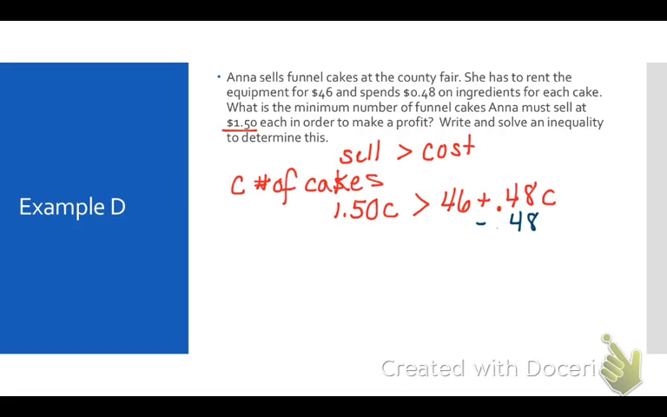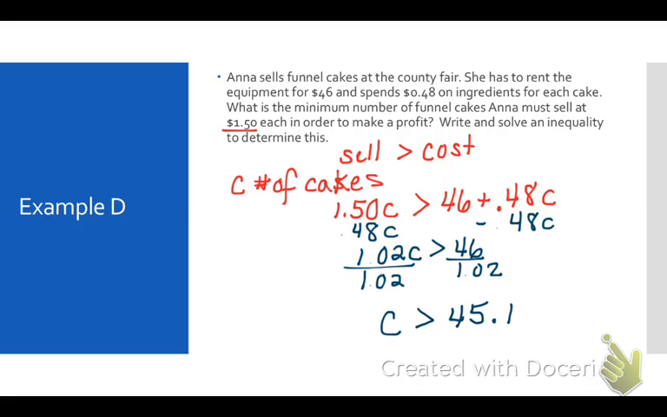I'm going to subtract 48 cents C from each side, which would be $1.02C must be greater than 46, and I divide both sides by 1.02 to isolate the C, which gives me C greater than approximately 45.1. So this means that Anna would have to sell greater than 45.1, so she's going to need to sell at least 46 cakes in order to make a profit.